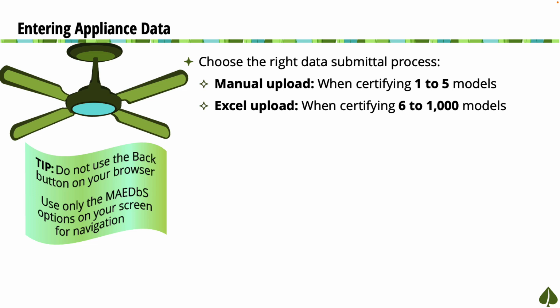Before we walk through uploading data manually or with Excel, choose the submittal process that's right for you. If you're certifying 1 to 5 models, choose Manual Upload. If you're certifying 6 to 1,000 models, choose an Excel Upload. We'll go over both submittal processes next.